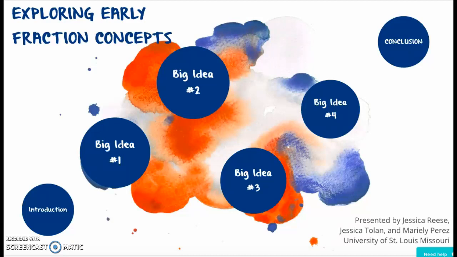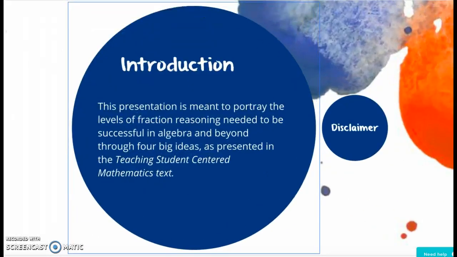This presentation is by Jessica Reith, Jessica Tolan, and Mariley Peretz. This presentation is meant to portray the levels of fraction reasoning needed to be successful in algebra and beyond through 4 big ideas, as presented in the Teaching Student-Centered Mathematics text.